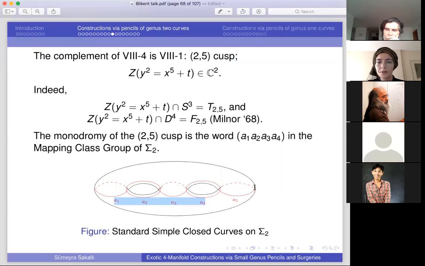So A5 remains, and so you get a sphere because you don't pinch that. But because of these 4, you get a singularity. And it is what we call the 2,5 cusp. Okay.